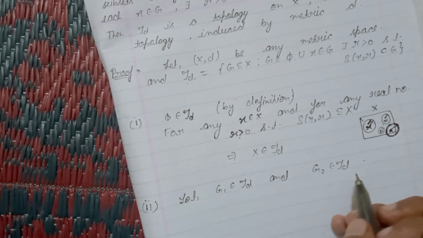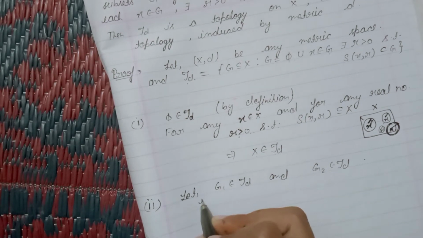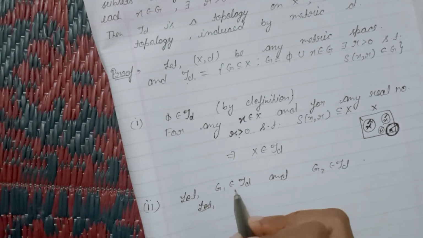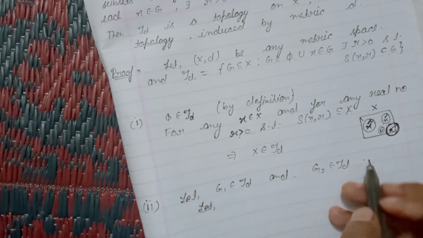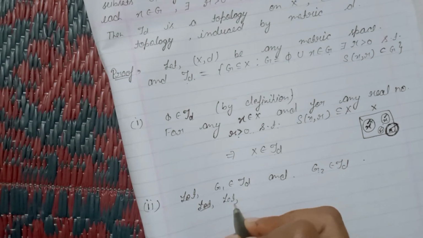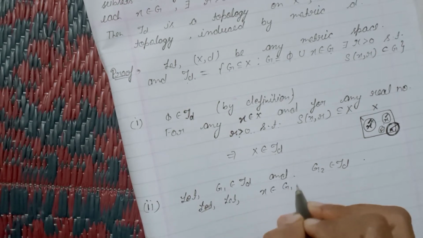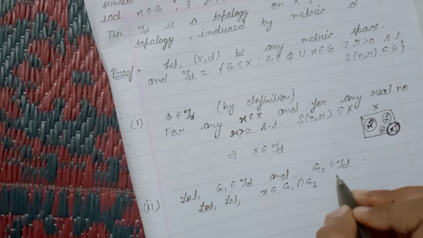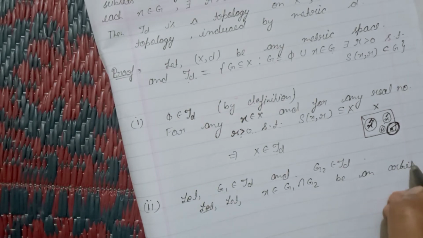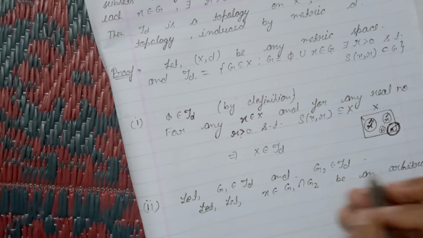Okay. Now suppose G1 belongs to TD and G2 belongs to TD. Let X belong to G1 intersection G2 be an arbitrary point.